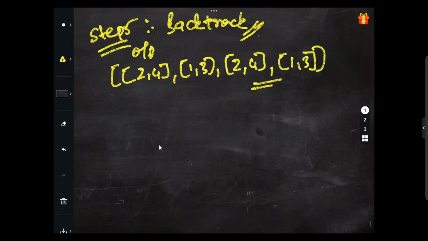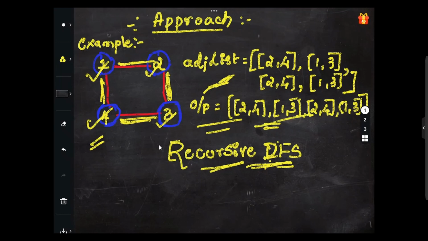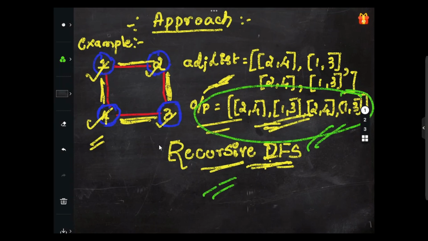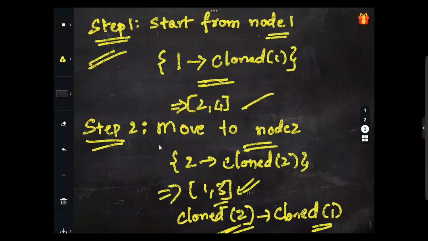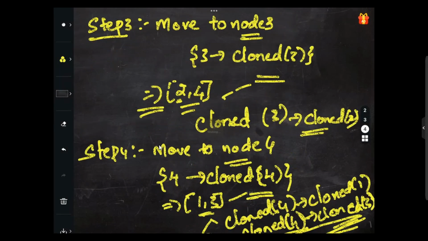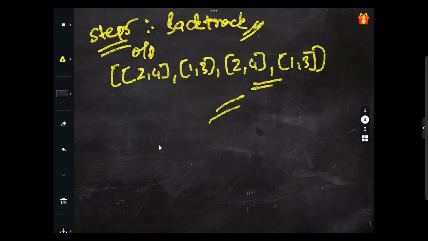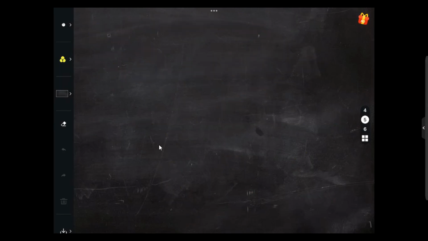Which is the same as the output that they have given. So here for 1 comma 3, 2 comma 4, you can clearly see this part. So it is same as the output. So recursive DFS, this approach works absolutely fine. So this is the approach that we will go with, right? I hope this is completely clear. Now let's discuss the edge cases one by one.